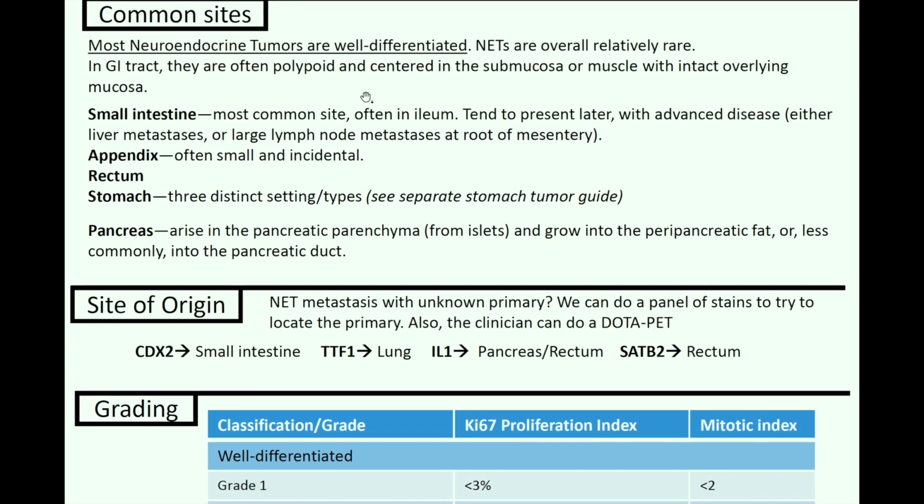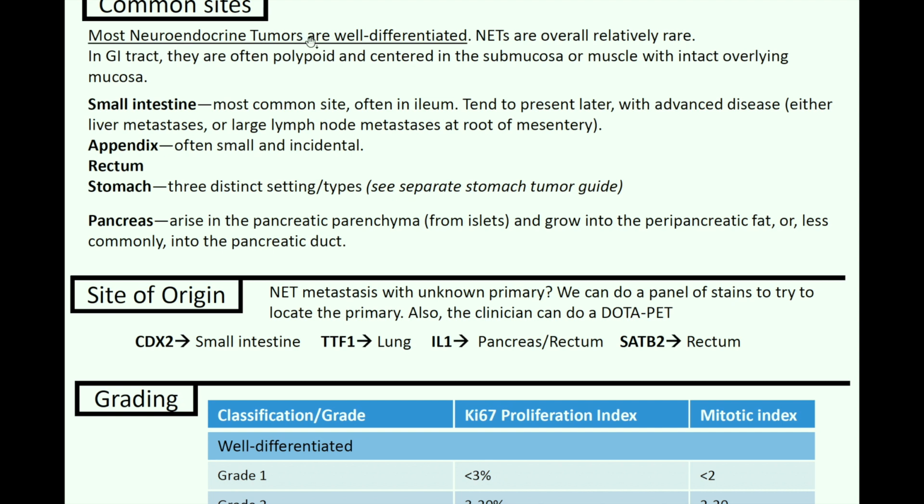So some common sites. Most neuroendocrine tumors are well differentiated, and neuroendocrine tumors are overall relatively rare. So in the GI tract, they're often polypoid and centered in the submucosa or muscle with intact overlying mucosa. The most common site is the small intestine, often in the ileum, and they tend to present later with advanced disease, either liver metastases or large lymph node metastases at the root of the mesentery.